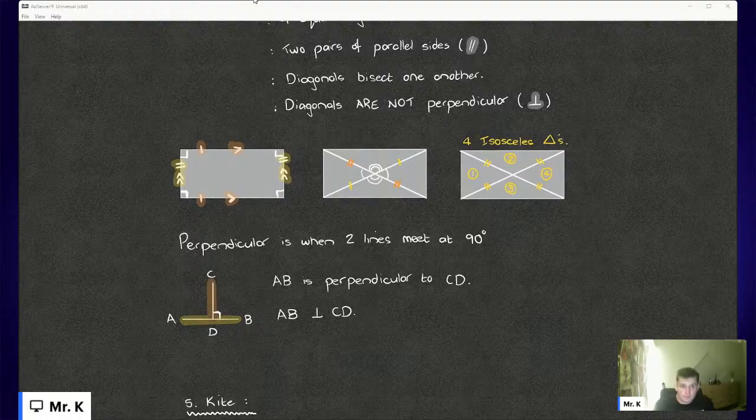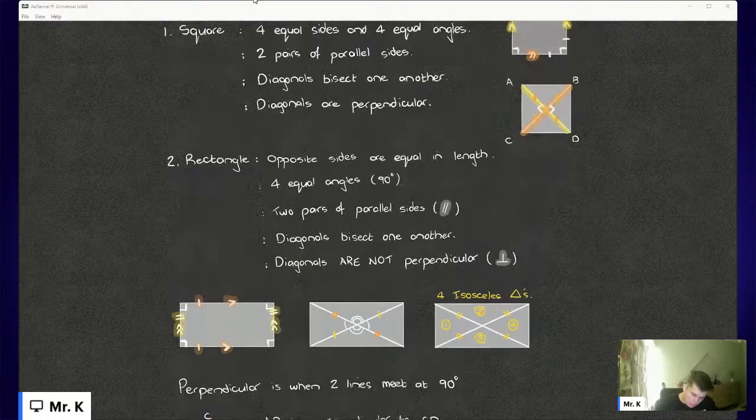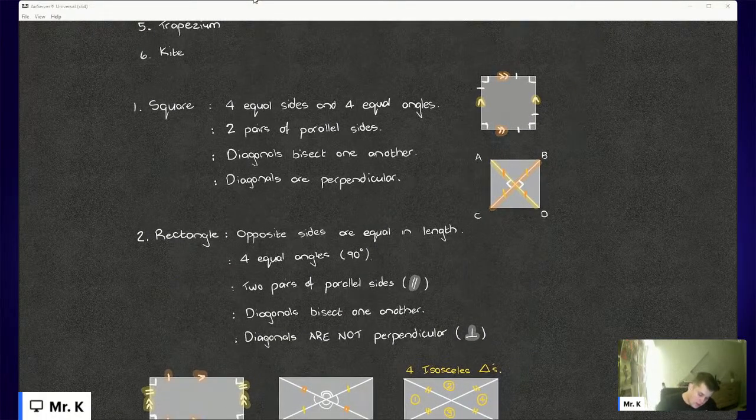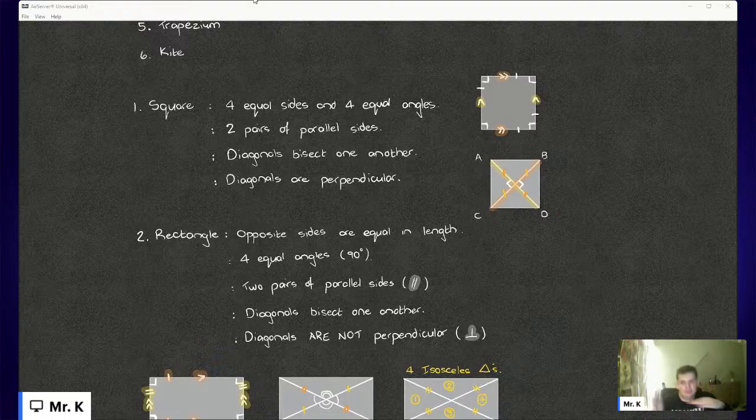So when we talk about diagonals bisecting perpendicularly, right? For example, when we look at the square over here, these two lines that we see, CB and AD, come together and meet at a perfect 90 degrees. So we say that these diagonals are perpendicular. All right. I hope that makes a little bit more sense. Let me know if it's still confusing you.